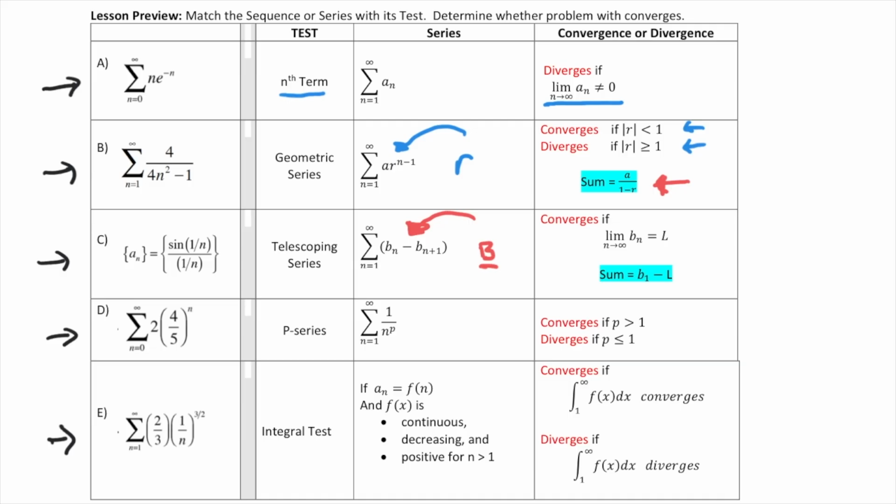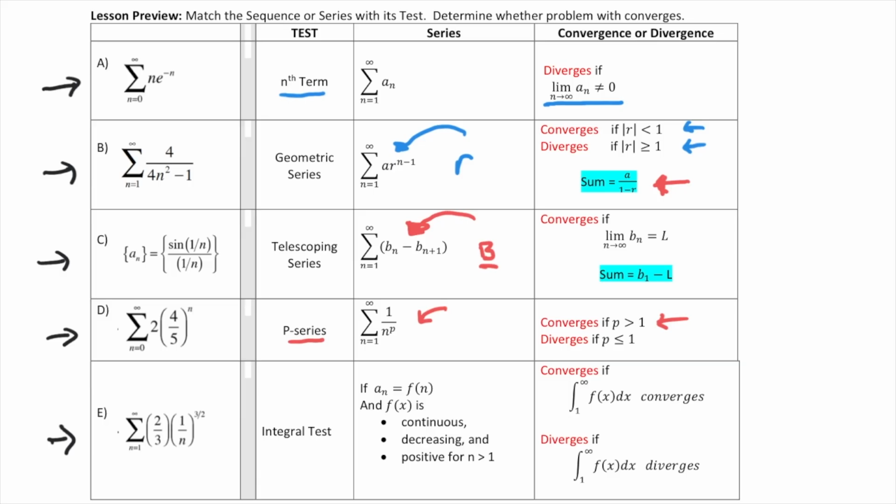P series, now those are fun. If you can recognize 1 over n to a p value, you can tell immediately if your series will converge or diverge depending on whether the p is greater than 1 or less than or equal to 1. So for this series, it sometimes comes a little bit disguised, and I'm hoping that you chose E for this P series test.